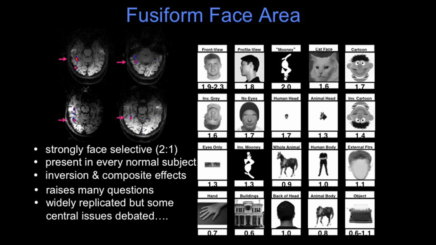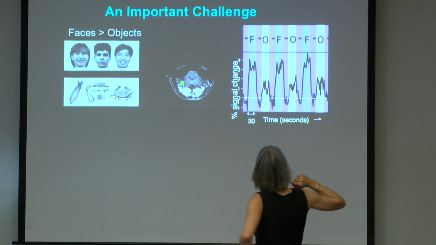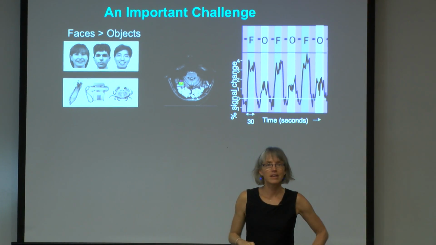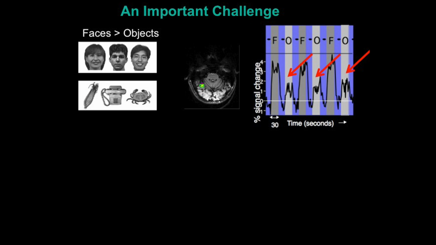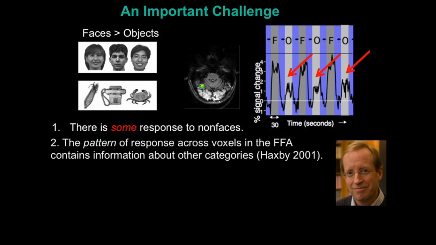comes about like this. So I showed you this time course before, the response of the fusiform face area to faces and objects here. Well, the first point to realize is, well, there's some response to things that aren't faces. You can see that there, higher response to objects than staring at a dot. The second idea, this is from Jim Haxby, shown here from an important paper of his in 2001, is he argued that the pattern of response across those pixels or voxels that make up the fusiform face area contains information about other things than faces.